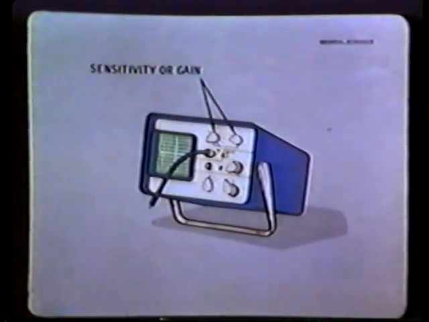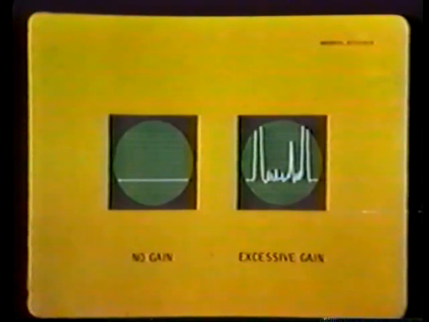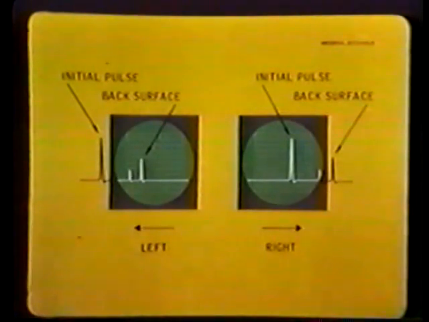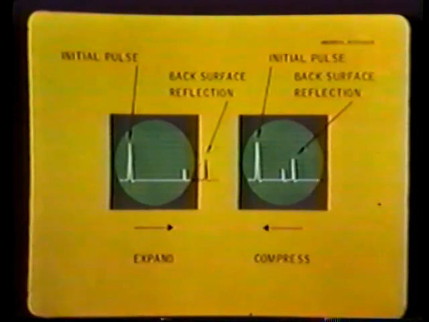Most ultrasonic test instruments have similar controls for adjusting a CRT display. These include sensitivity or gain controls, sweep range, and sweep delay. The gain or sensitivity can be reduced to the point where only a horizontal line appears, or the pips can be magnified to extend beyond the limits of the screen. The display can be shifted left, right, expanded, or compressed. There is considerable latitude as to what appears and what does not appear.